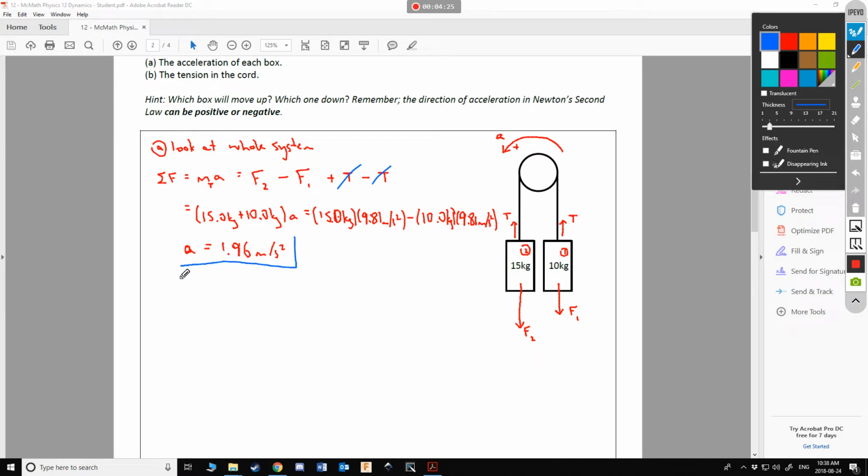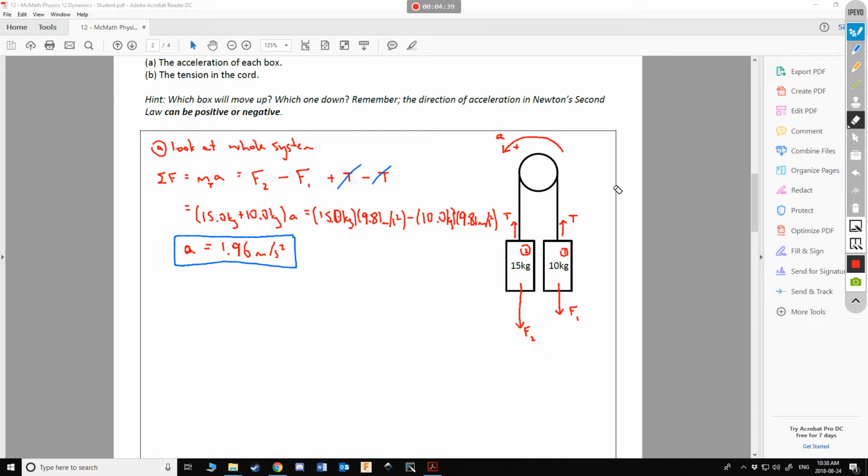Again, we always ask ourselves, does the answer make sense? If an object was just falling on its own, if we just had that 15 kilogram block and we dropped it, it would fall at 9.8 meters per second squared. However, it makes sense that if there's something resisting it, it's going to go down slower.